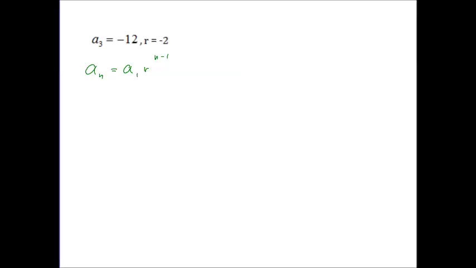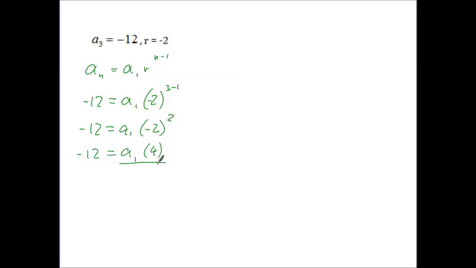So a sub 3, which is equal to negative 12, is equal to a sub 1 times negative 2 to the power of 3 minus 1. N is 3 in this example. So negative 12 is equal to a sub 1 times negative 2 squared, which is, of course, 4. And now we divide both sides by 4, and we get negative 3 is equal to a sub 1. And now we can write our rule. A sub n is equal to negative 3 times negative 2 to the power of n minus 1.